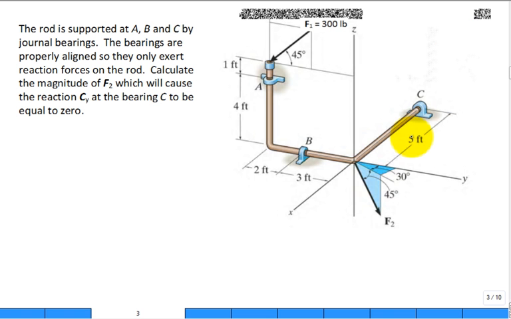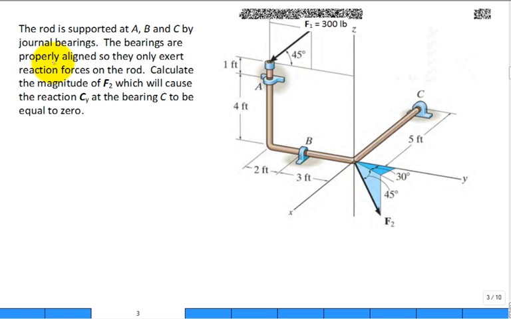Somebody requested a solution to this problem. So what do we have? We have a rod that is supported at points A, B, and C by journal bearings. Well, here is A, and you can see the journal bearing. B, the journal bearing, and C, the journal bearing. Now this rod isn't straight, it's bent. It comes out, does a 90 degree, goes down, does a 90 degree, and then ends up here. So it's not a straight rod, but it's still a rod that's been bent. And those are the 3 journal bearings.